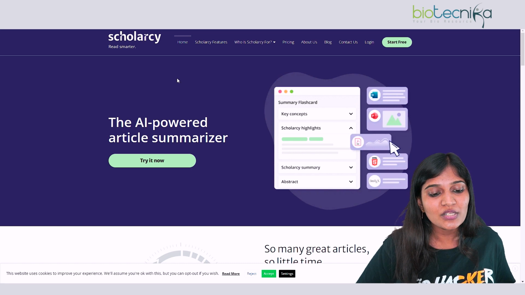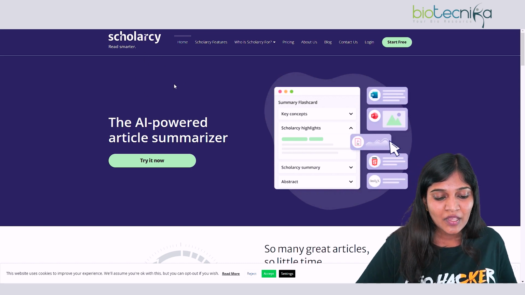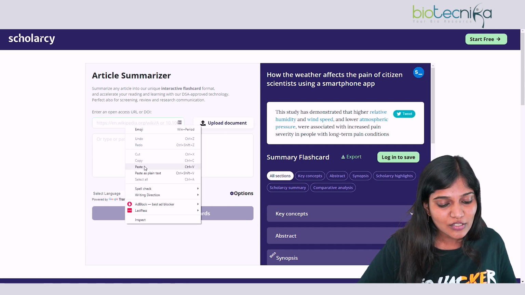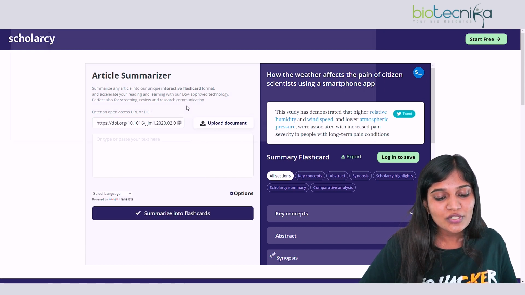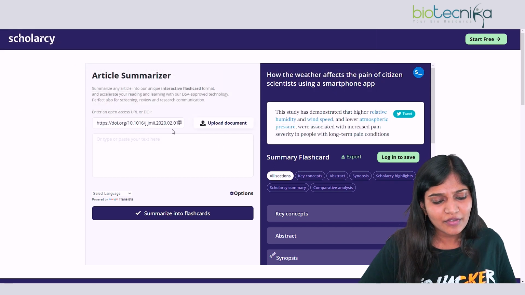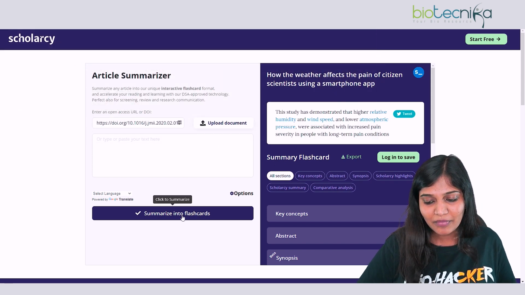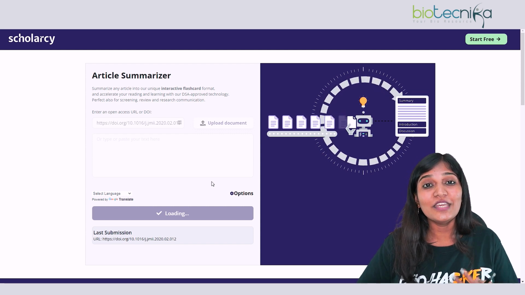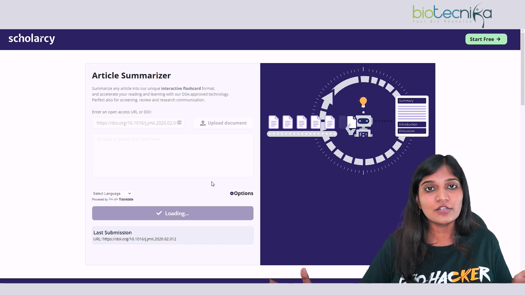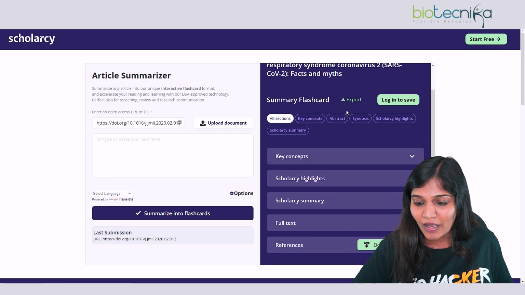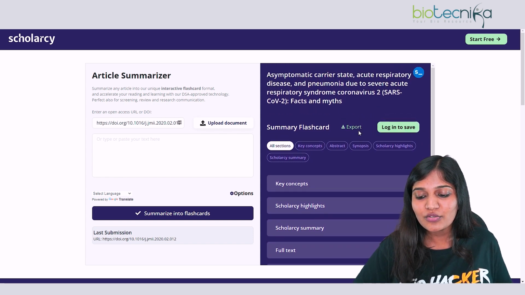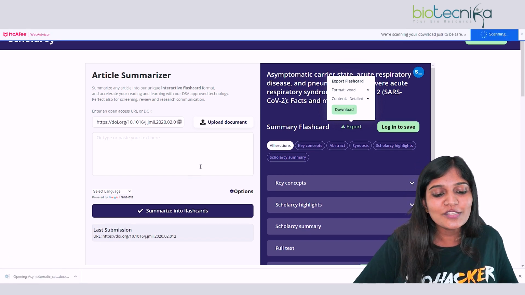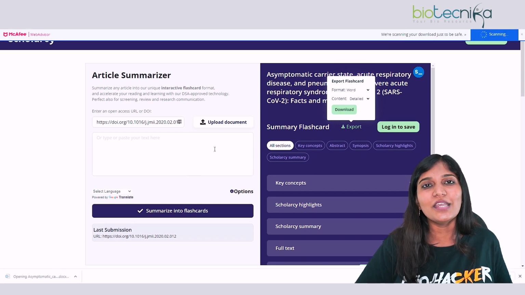So what you can do is literally go to ScholarC and try it out. Suppose I'm pasting one of the papers, you just have to upload the paper, or wherever it is you can just paste it, and then summarize into flashcards. It's going to make your research paper reading much faster, because you cannot read all the research papers in a moment. You can see it is going to ask you to log in to save, or you can download it also. If you download it, you will get the most simplified version of this paper. That's an amazing thing for you.